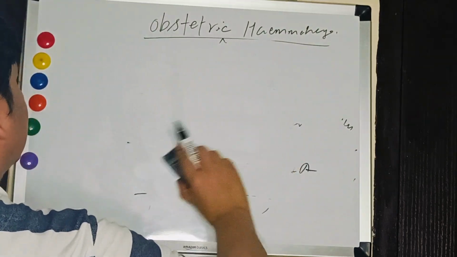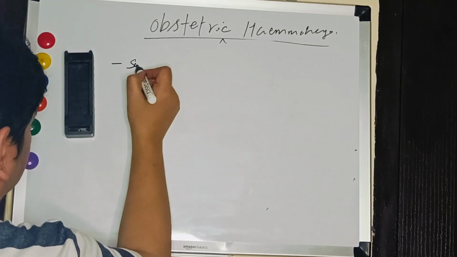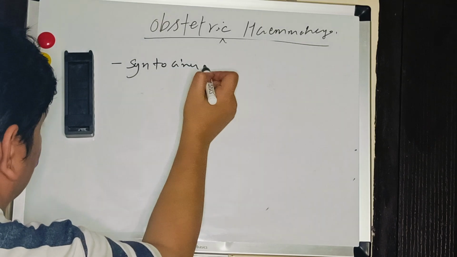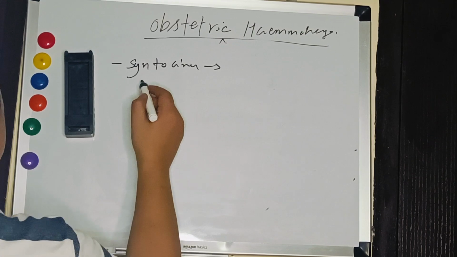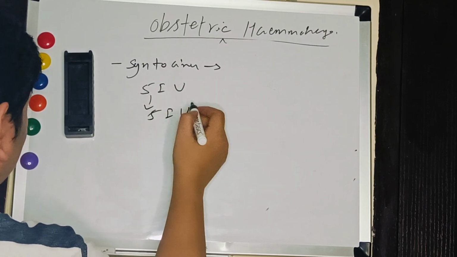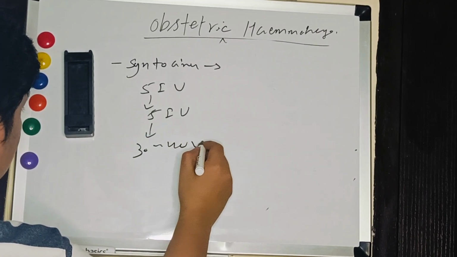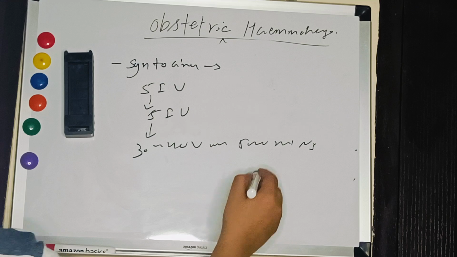Drugs for the treatment of obstetric hemorrhage: syntocinon, the synthetic oxytocin, 5 international units slow IV, because rapid injection will cause hypotension, bradycardia and vasodilation. It can be repeated once more, 5 international units, and then infusion of 30 to 40 units in 500 ml NS at the rate of 125 ml per hour.